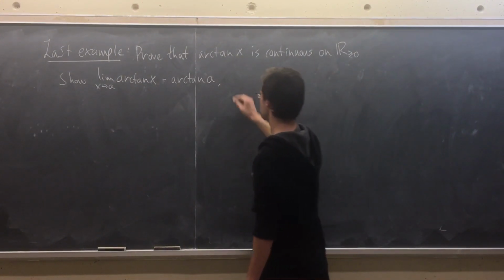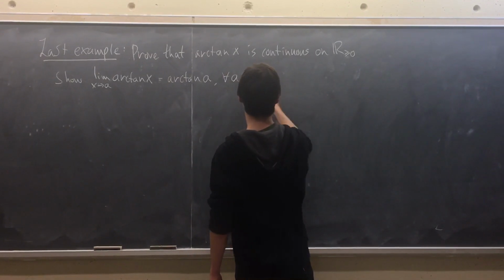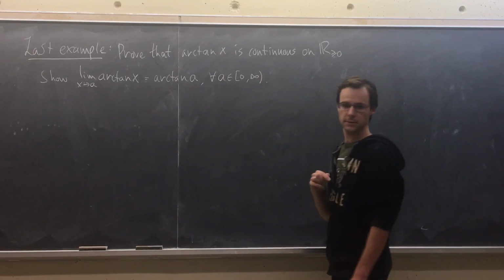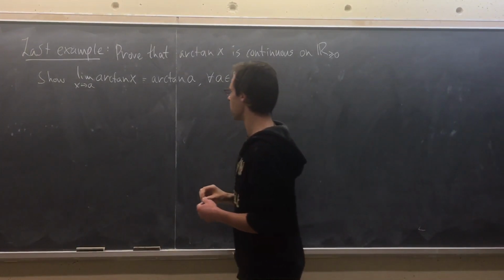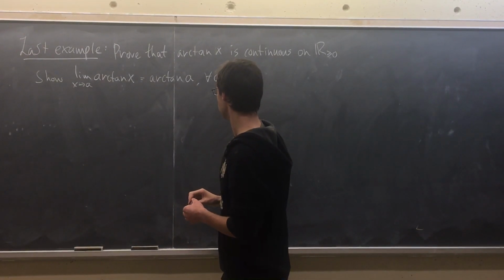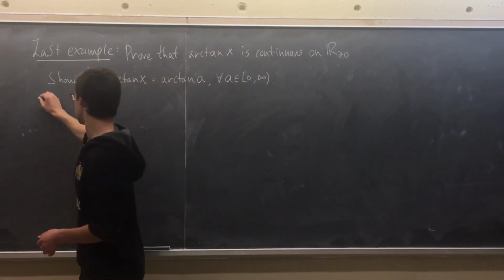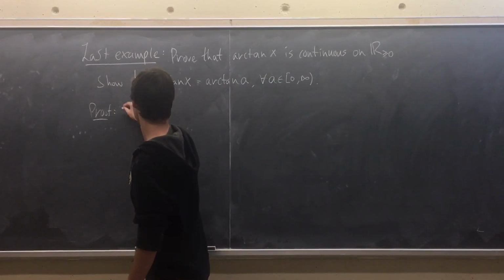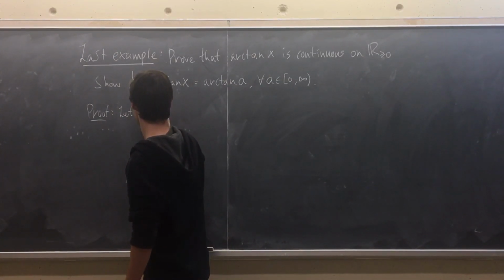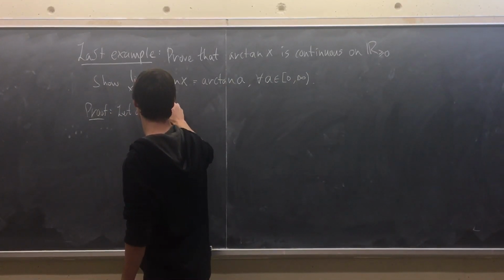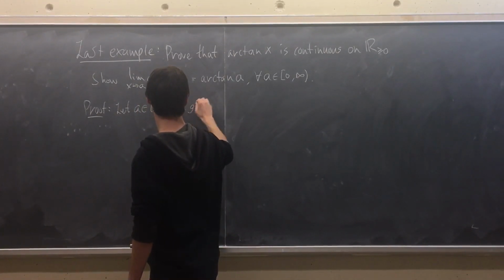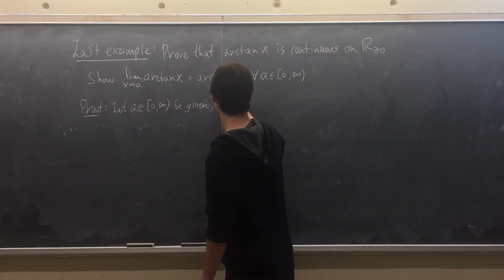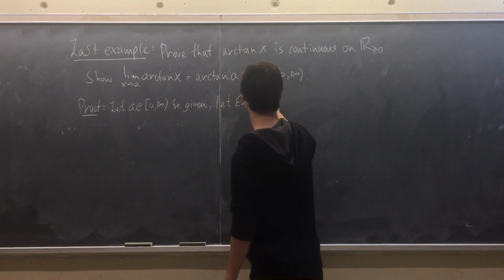And this is the case for all a inside this interval, 0 to infinity, like that. Okay? So that's what we want to show. So let's do the proof. So first we're going to let a inside this interval be given so that our proof works for all such a. And we're going to let epsilon greater than 0 be given as well.